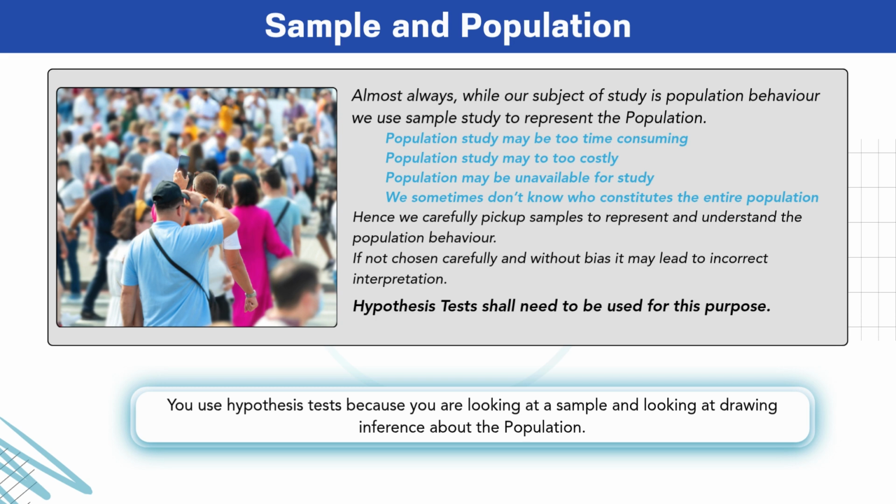As stated at the bottom of the slide, you use hypothesis tests because you are studying a sample, and you want to draw inference about the population. So in any Six Sigma project, remember, you'll almost always be working with sample data, and hypothesis testing is the tool that bridges the gap between your sample insights and population-wide conclusions.